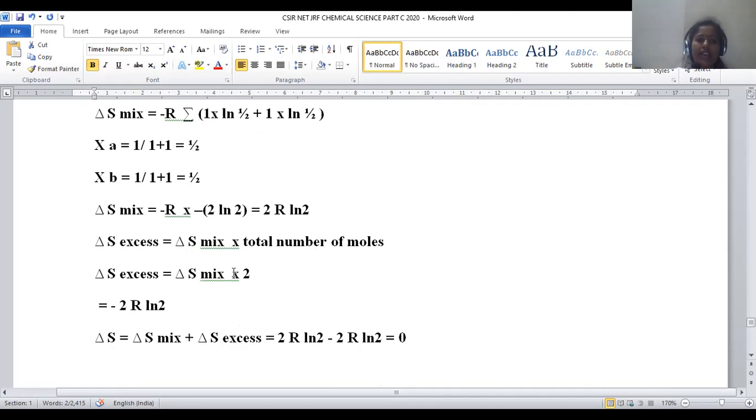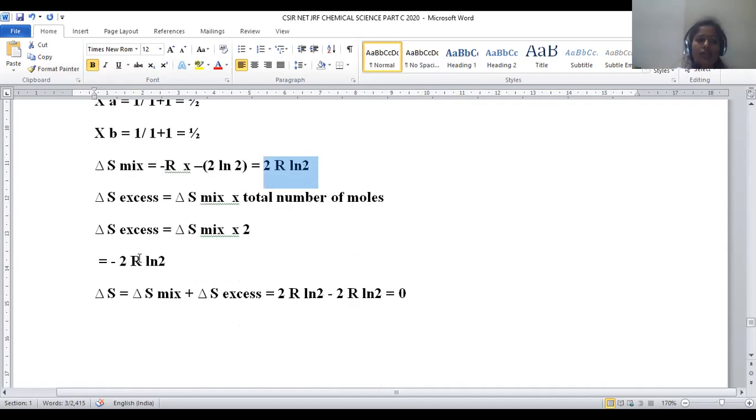How many moles are there? A atom 1 mole, B atom another mole, so 1 plus 1 becomes 2. Delta S mixing value, which we just calculated, is 2R ln 2. So delta S excess is taken as minus 2R ln 2. This is the value obtained for delta S excess.